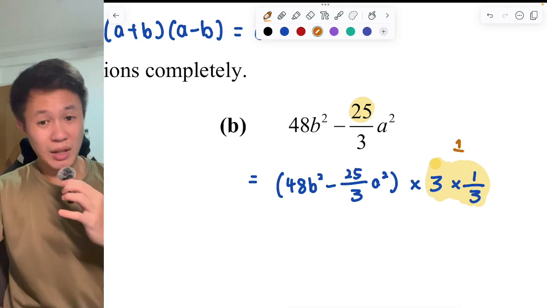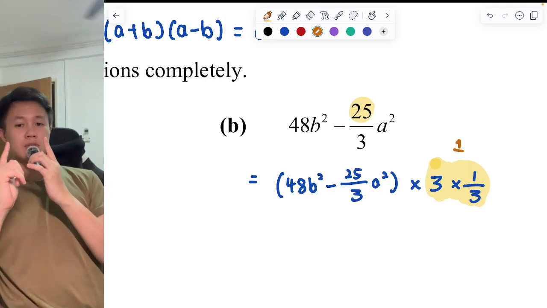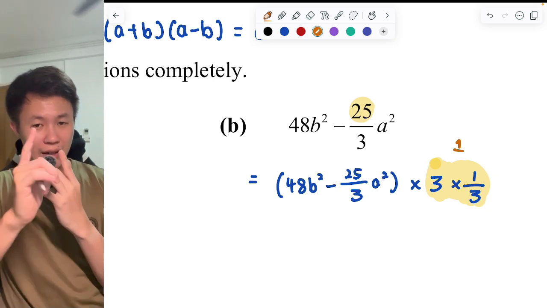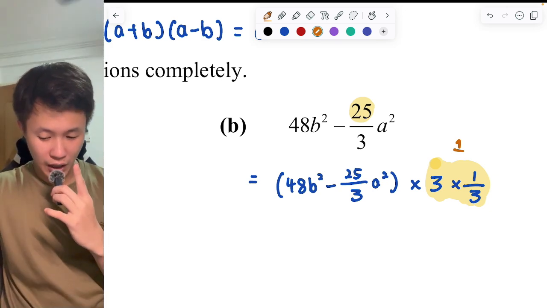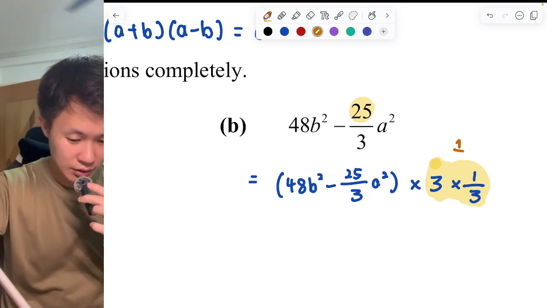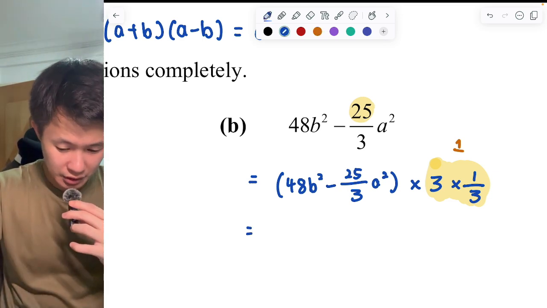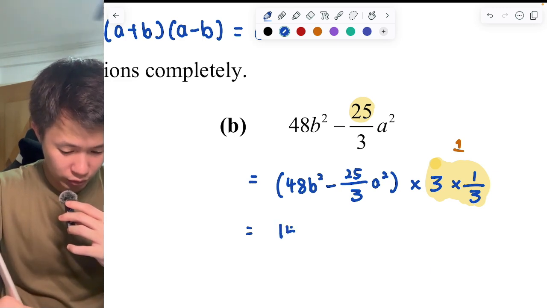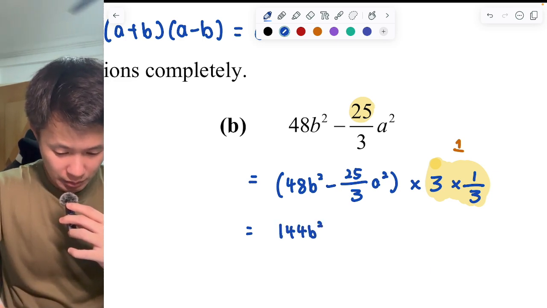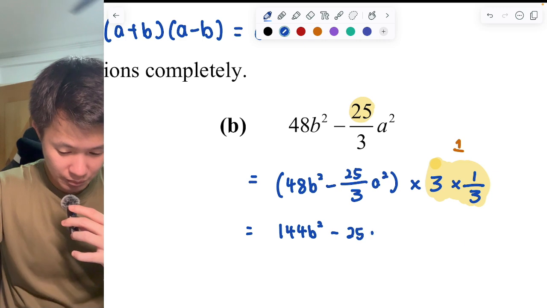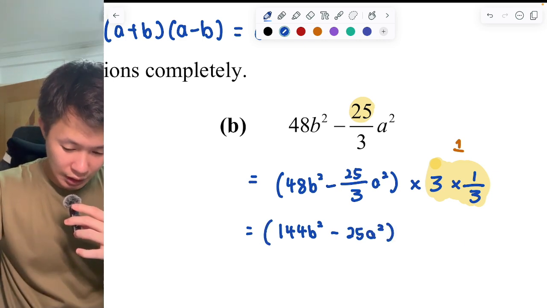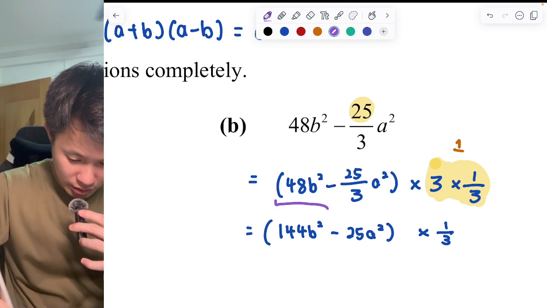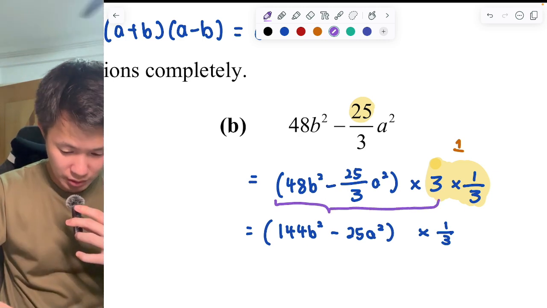When you multiply a value of 1 to anything, it doesn't really change. So we're going to manipulate that value of 1. 3 times 1/3 gives me 1, and then I'll split up the 3 times 1/3. I'll use the 3 over there. All I have here is 48 times 3, which gives me 144b squared minus 25a squared. And I will have to multiply by 1/3. So what I'm trying to do here is use this and this to give me this.